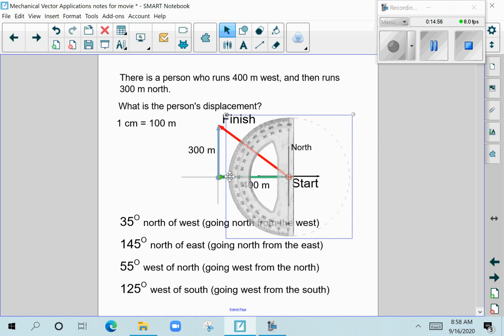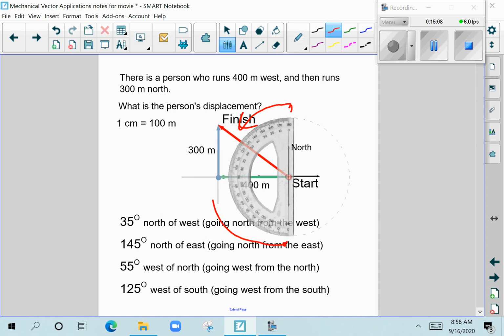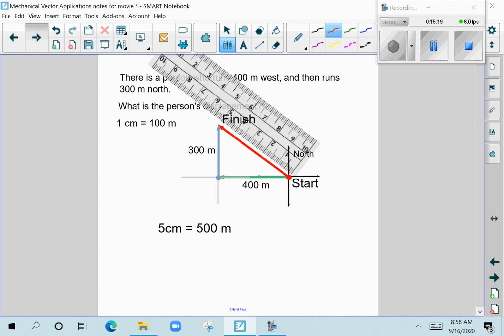And I could have measured at 55 degrees west of north, which would be starting from the north, going 55 degrees to the west, or west of south, going this way, 125 degrees. I never have to give all four. I just have to give one. So I pick the one that makes the most amount of sense for me.